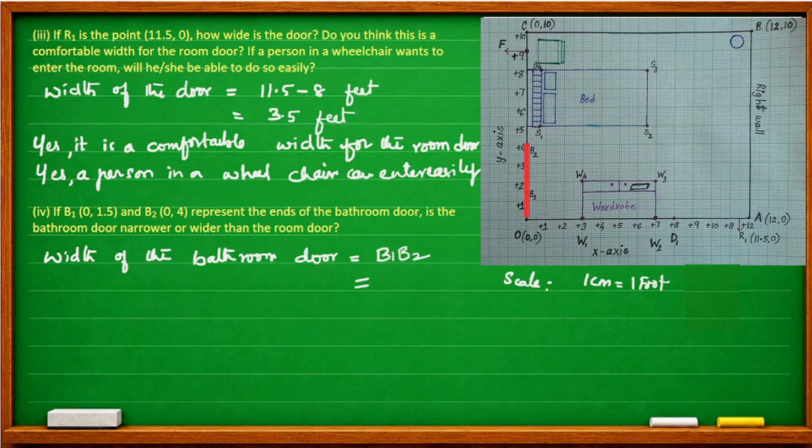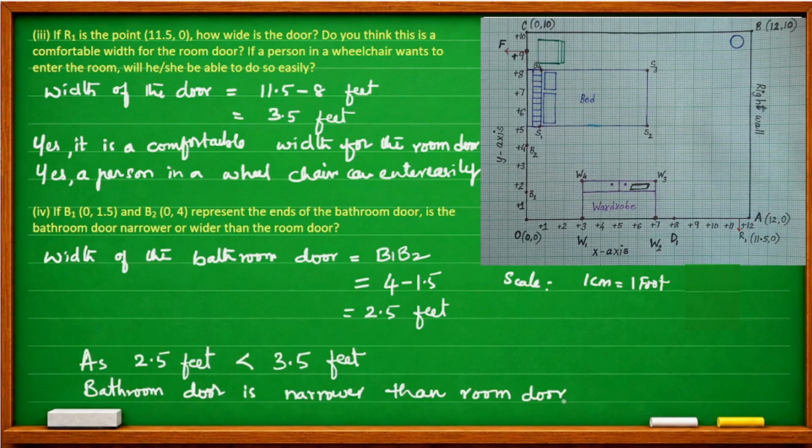0 to B2 is what? 4 units, 4 feet, and 0 to B1 is 1.5 feet. So 4 minus 1.5 is 2.5 feet. So 2.5 feet is the bathroom door width and 3.5 feet is the room door width. So the bathroom door is narrower than the room door. Yes, the bathroom door is narrower than the room door. That's what we have to write.